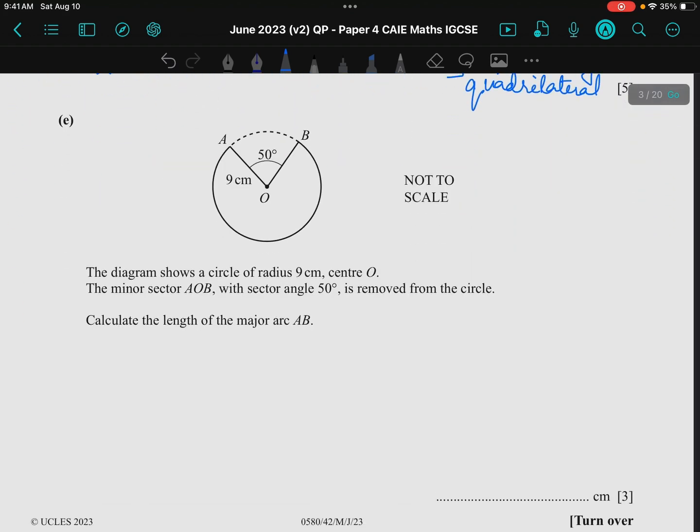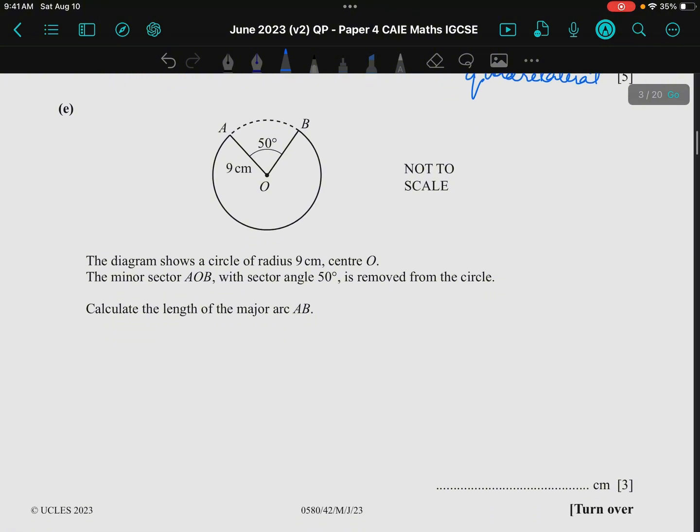Part number E. The diagram shows a circle of radius 9 cm, center O. The minor sector AOB with sector angle 50 degrees is removed from the circle. Calculate the length of the major arc AB. So we have to find the length of the major arc.